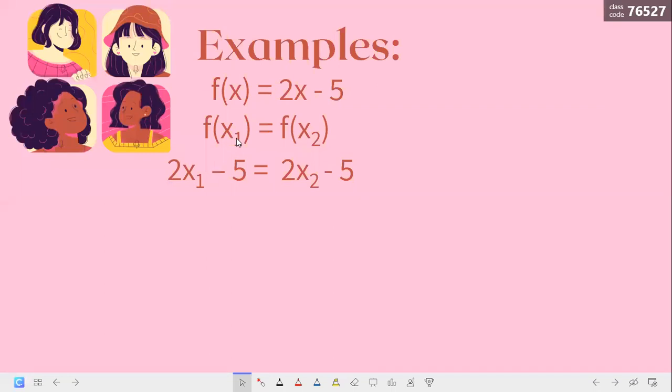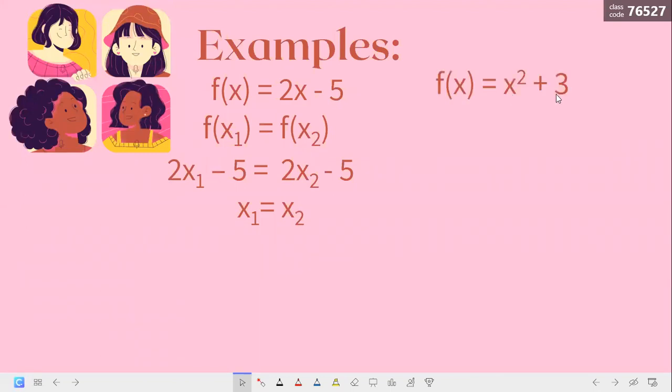So again, we try to replace the x by x sub 1 on the left side, and x sub 2 on the right side. If we simplify this, so that's the case of the definition of a one-to-one function.